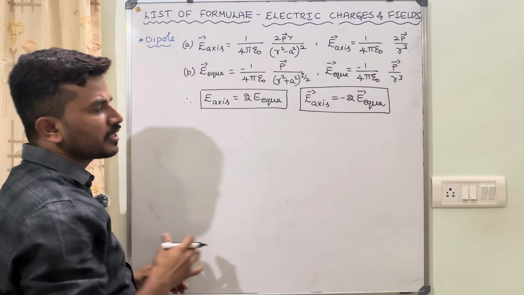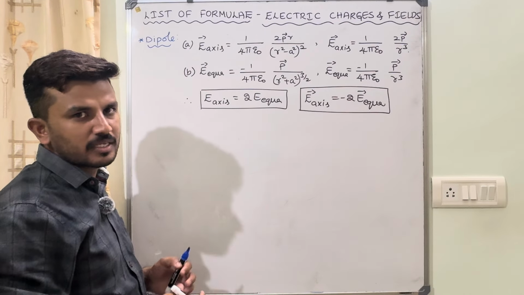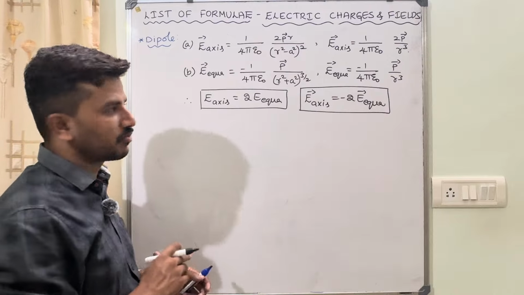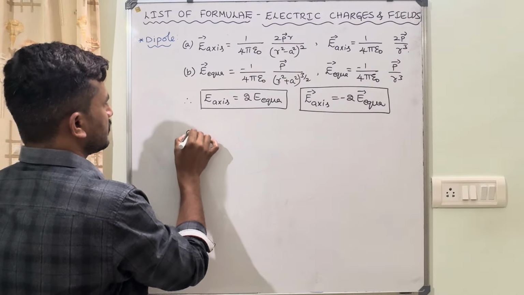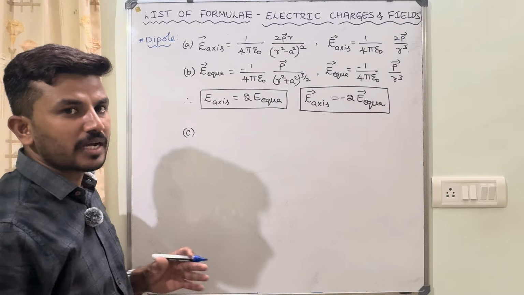We have random point also, like electric field due to dipole at any general point. That is important for KCET. Here I am giving the list of formulae for board exam only. Then C. Okay. That is torque acting on a dipole.